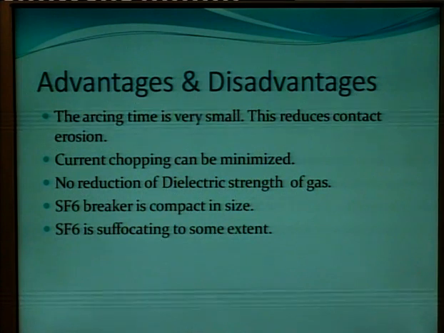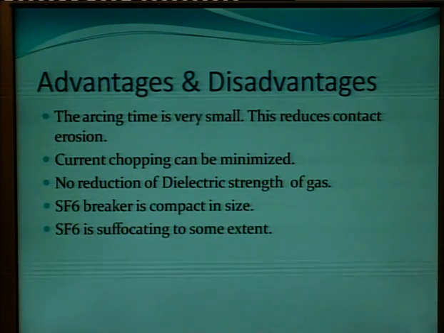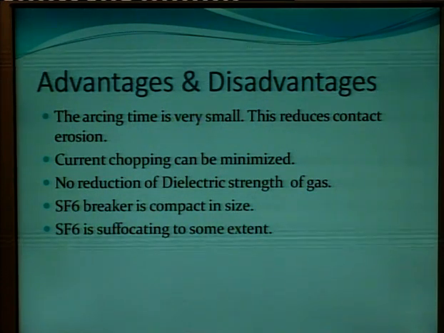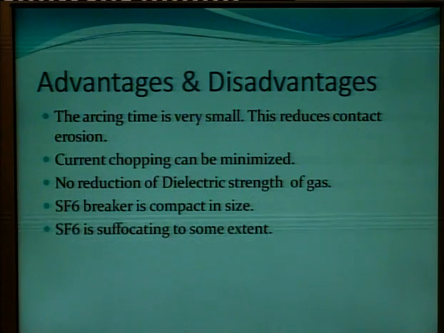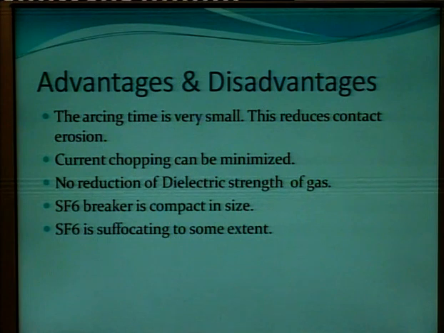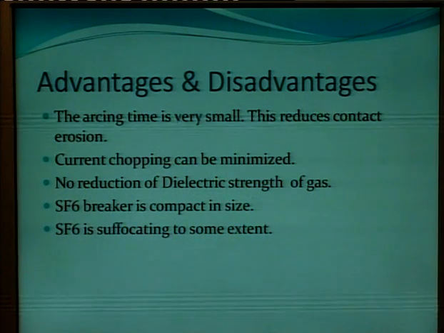Advantages and disadvantages: the arcing time is very small, therefore it reduces the contact erosion, current chopping can be minimized, there is no reduction of dielectric strength of the gas, and it is compact in size, but it is a little bit suffocating in nature.